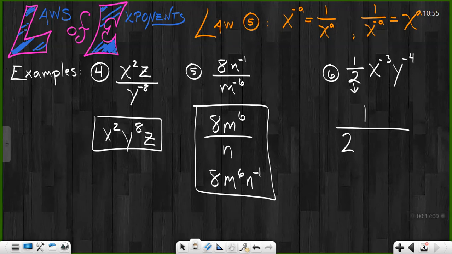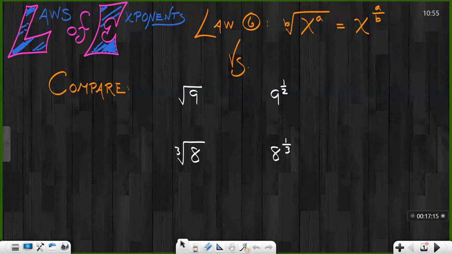1 on top, 2 on bottom. Now let's deal with our exponents that are negatives. X to the negative 3rd means move it down below, make your exponent positive. Y to the negative 4th means move it down below, make the exponent positive. That is how we apply Law 5.